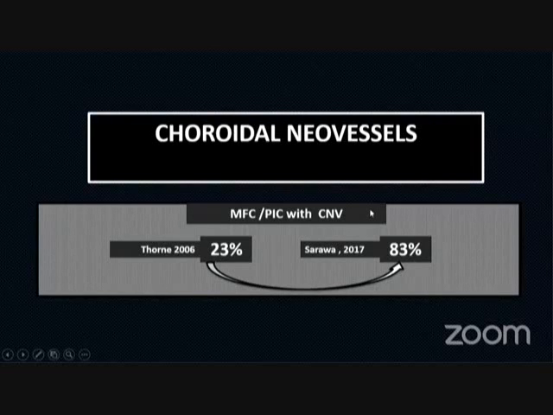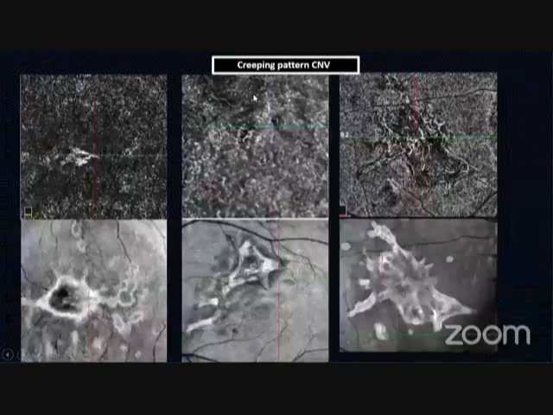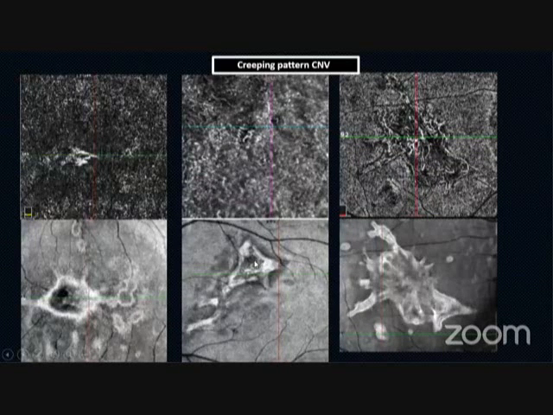Patients with PIC or multifocal choroiditis would have a typical sprouting or creeping pattern of CNVs, unlike those that you would see in myopic patients or AMD patients, where you have the vessels sprouting out and joining confluently with nearby lesions or areas.